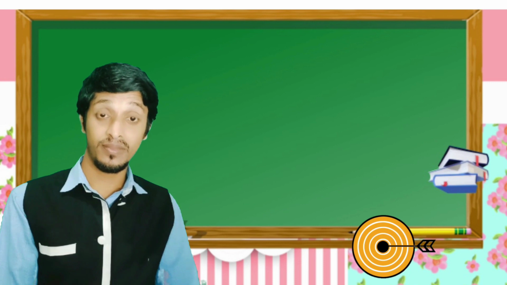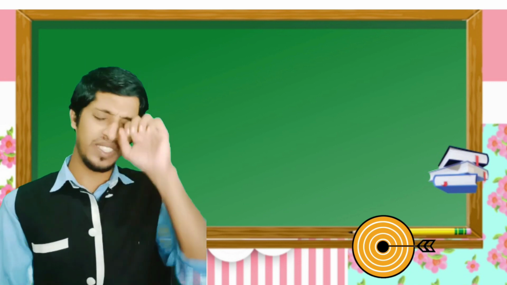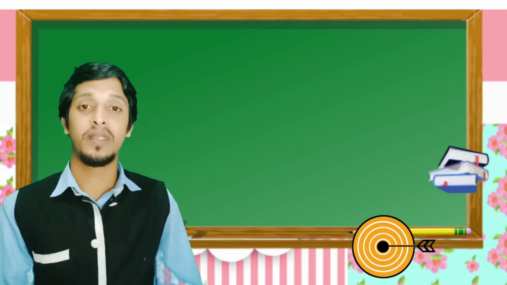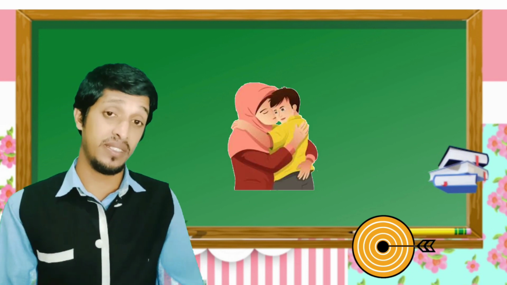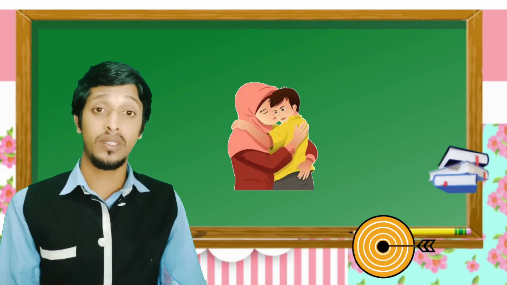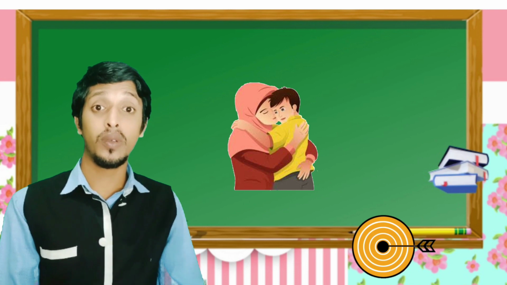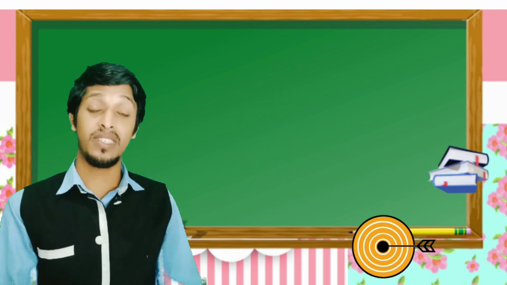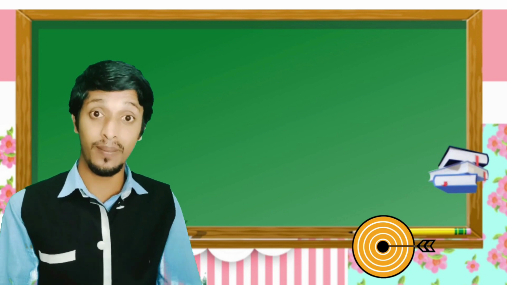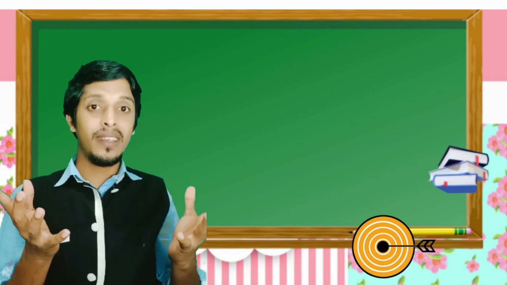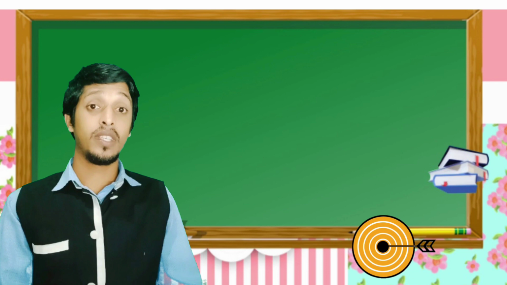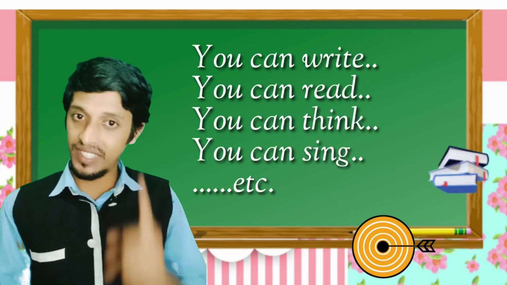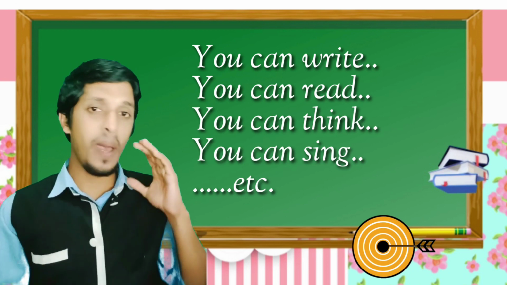After hearing the mother's reply, he started crying, I want to fly, like that. But the mother consoled him and said, My dear boy, don't cry. You can do more than the birds. You can do more than the lions. You can do more than the cheetahs. He was really surprised. Can I? His mother continued, Yes, my dear. You can write, you can read, you can think, you can sing songs, and you can do a number of things.